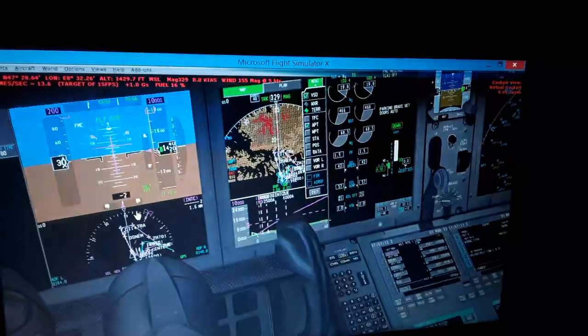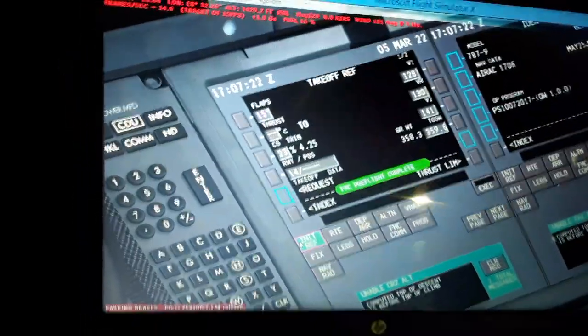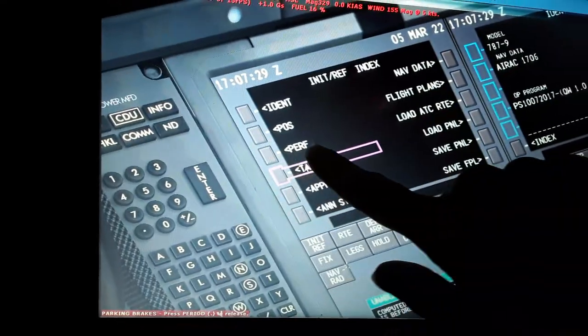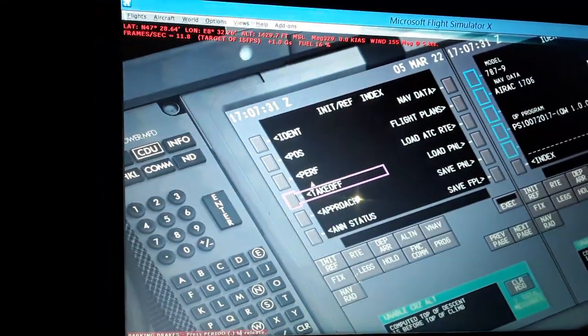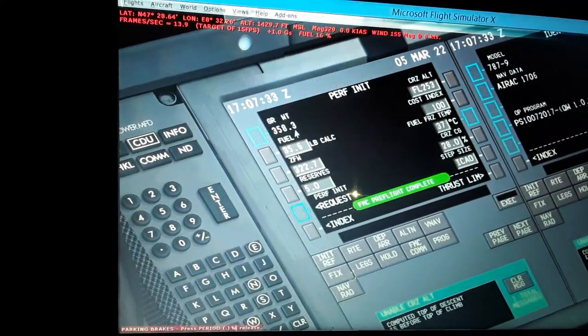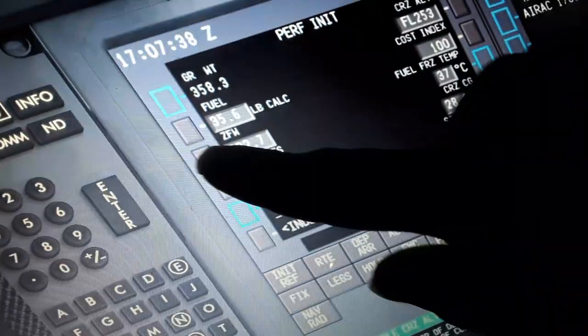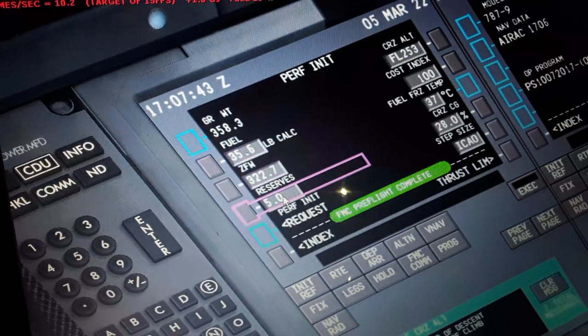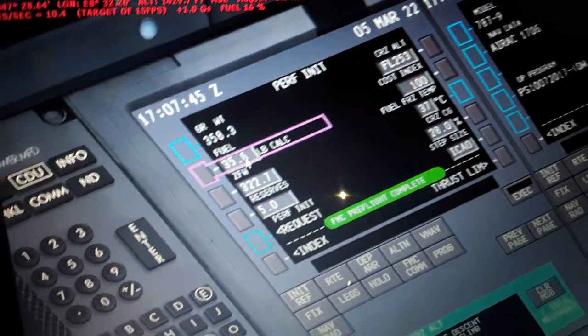I'm gonna show you over here the flight management computer, the inputs I did, so you can see the initial page here, the index we can select over here, performance, takeoff position, ident. So performance, we have gross weight, fuel on board, zero fuel weight over here, reserves, how much fuel we need for reserves, fuel on board 35,000.